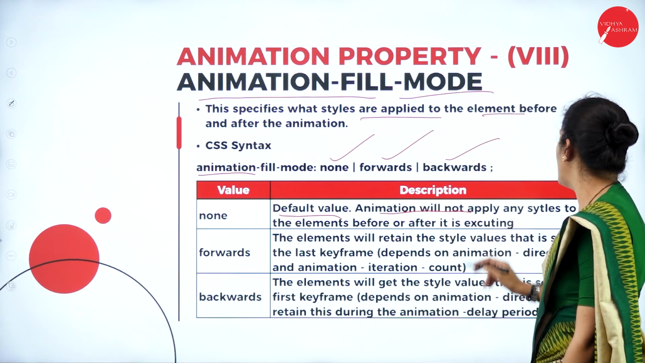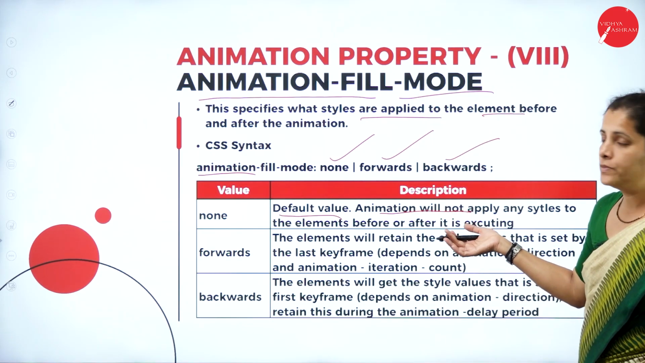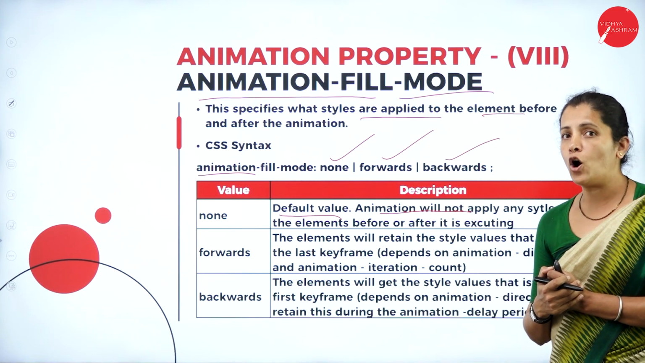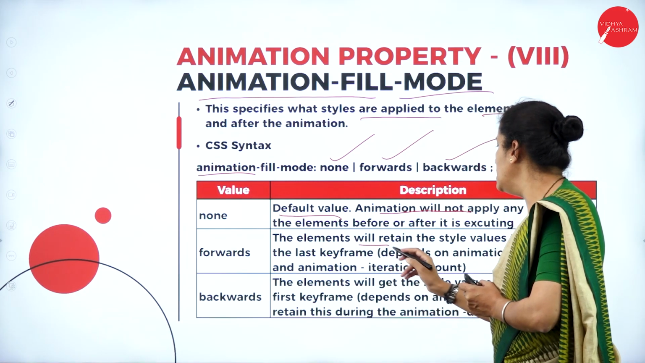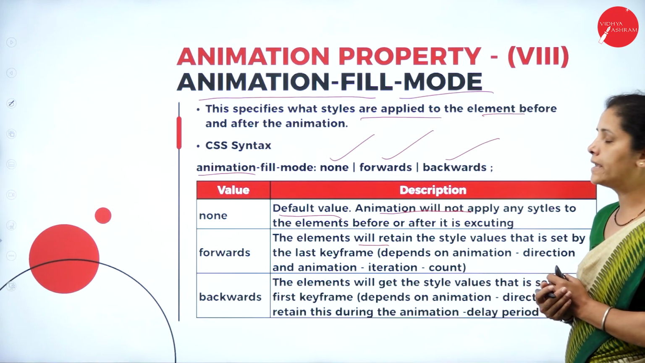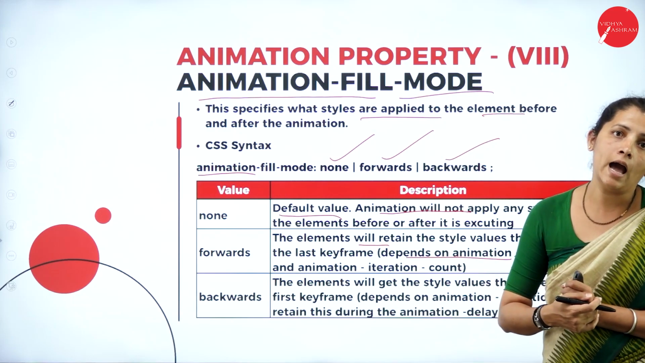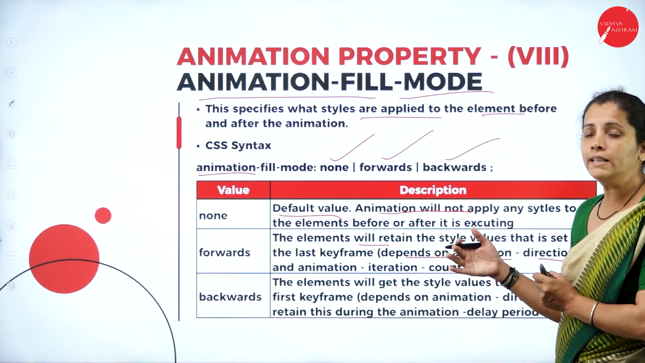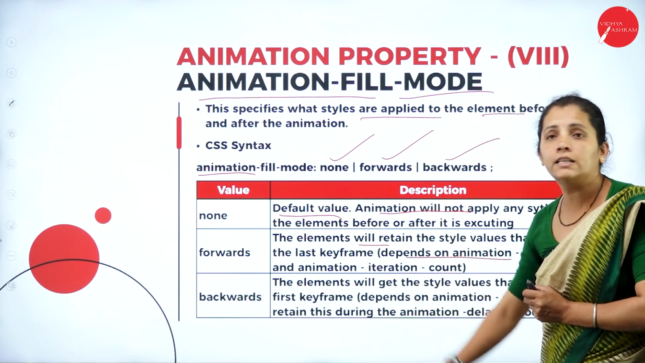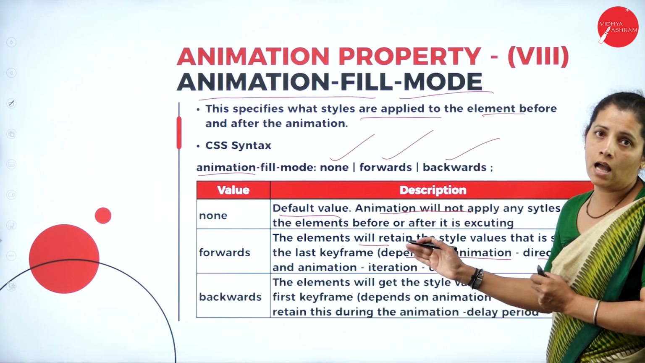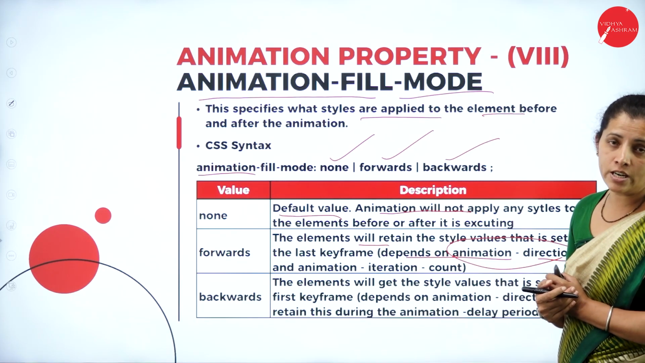None is the default value. The animation will not apply any style to the element before or after the animation, so when I don't want to apply any style to my object, I'll go with none. Then what about forwards? The element will retain the style value set by the last keyframe, depending on the animation direction and animation iteration count. Whatever style is defined in the last keyframe is considered forwards.